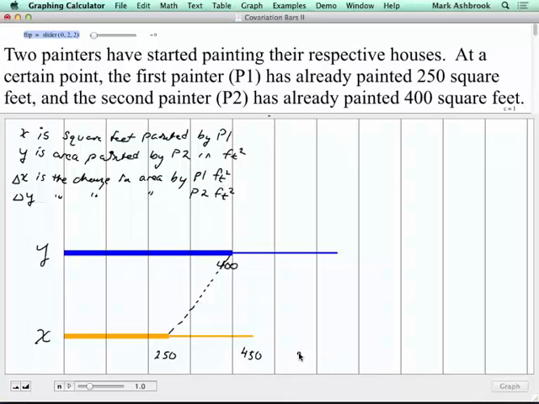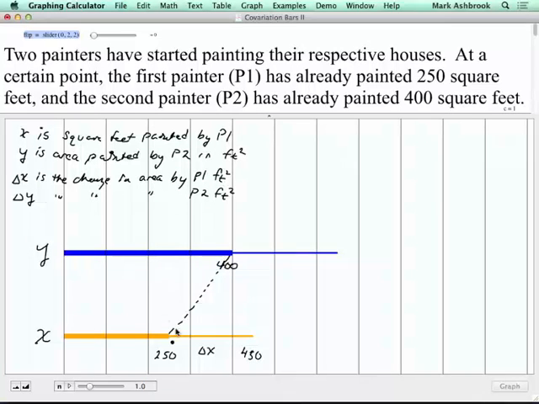Okay, so notice that the new amount painted is thinner. What am I representing by the thinner bar? And we call that delta x. So I have just showed you a delta x. And so now the new total value of x is what? The total amount painted by painter X is now 450. Okay?